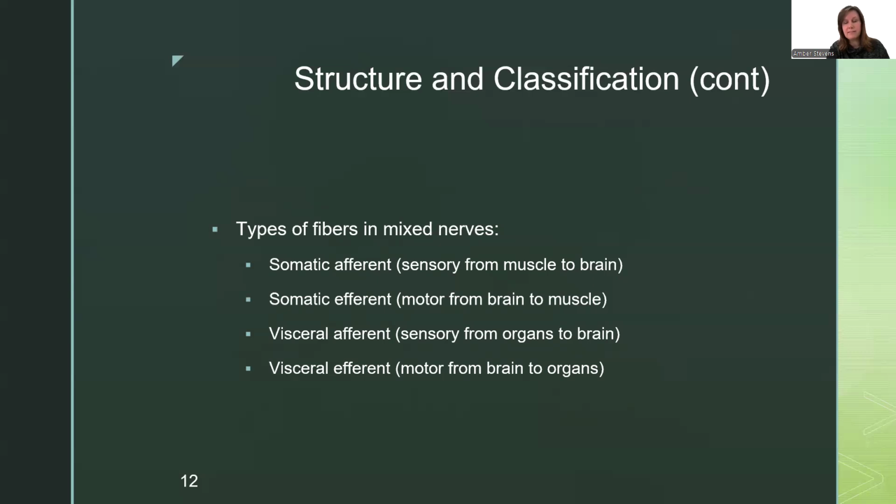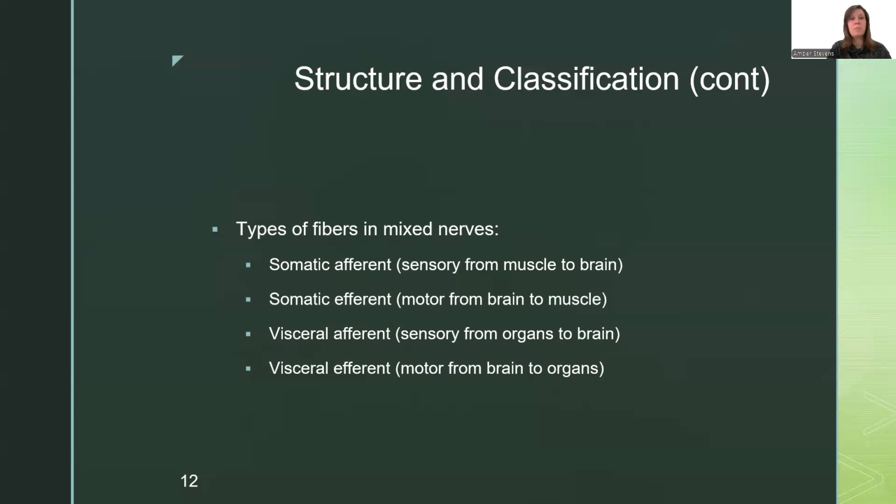Sorry, I said them wrong from the beginning. Okay, so somatic afferent is sensory from muscle to the brain. Somatic efferent is motor from the brain to muscle. The visceral afferent is sensory from organs like your heart to the brain, and visceral efferent is motor from the brain to the organs.